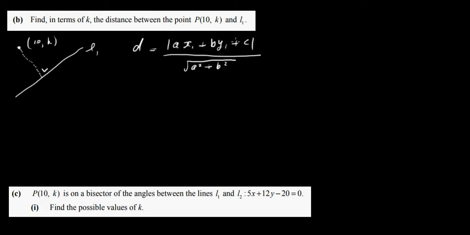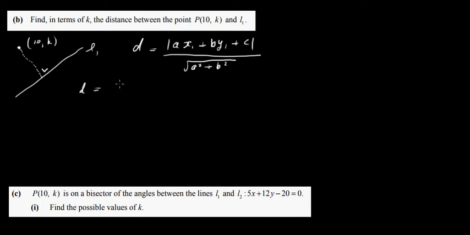It's going to be the equation of our line with the x and y coordinates of our point substituted in. And then on the bottom here we've got the square root of the coefficient of the x, squared, plus the coefficient of the y, squared. So let's substitute in our values here.